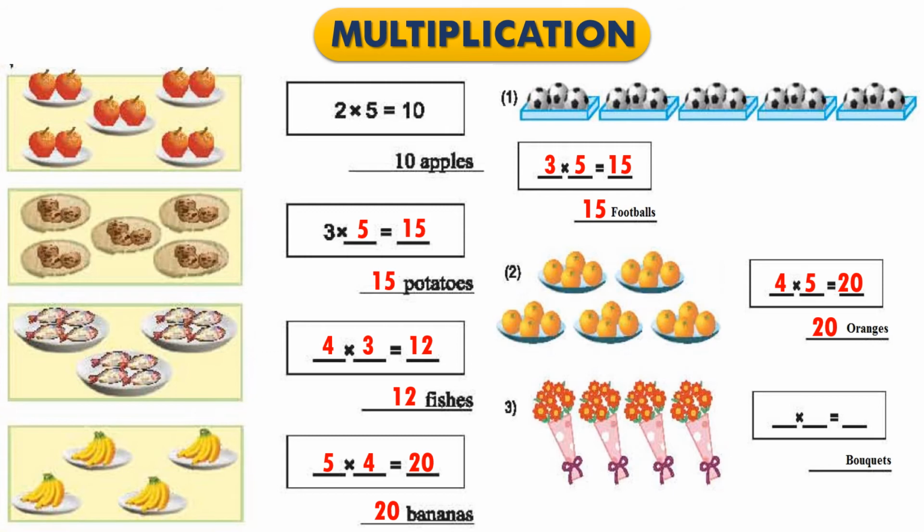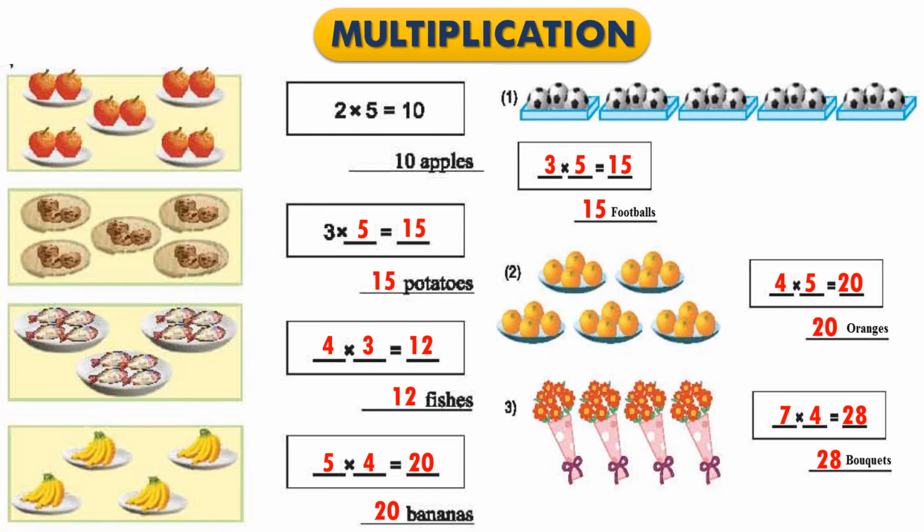In number 3, we can see some flowers in bouquets. If you count, there are 7 flowers in each bouquet. So we will write 7. Then we will count how many bouquets there are. We can see 1, 2, 3, 4. There are 4 bouquets. So let's calculate. We know that 7 multiply 4 is equal to 28. So there are 28 flowers.